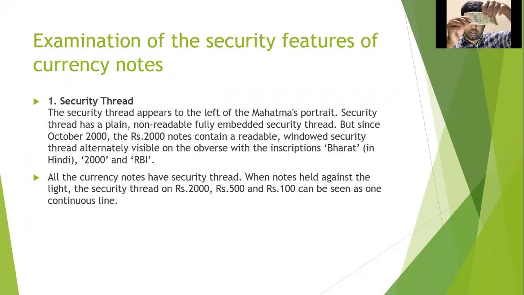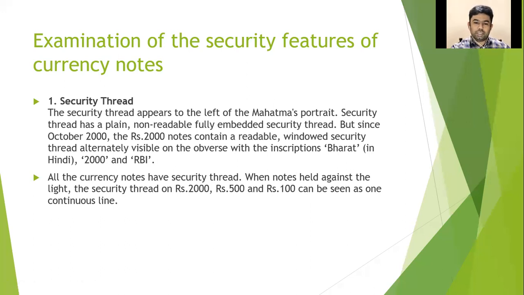It is a very important feature of the currency note. It's an embedded thread, which means it goes through and through the paper. One part you can see, then in between you cannot see properly, and then one part you can see again. So it's alternating. When you look closely, it has inscriptions: Bharat in Hindi, and 2000 and RBI for the 2000 rupee note, and 500 for the 500 rupee note.